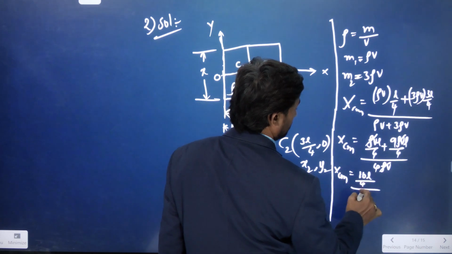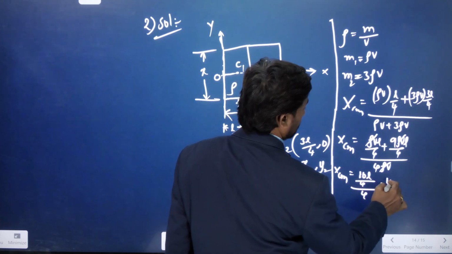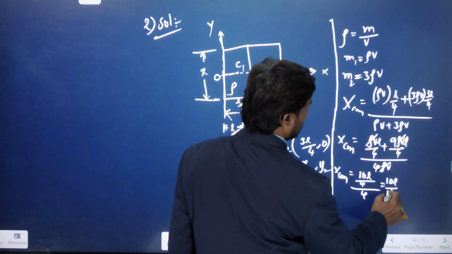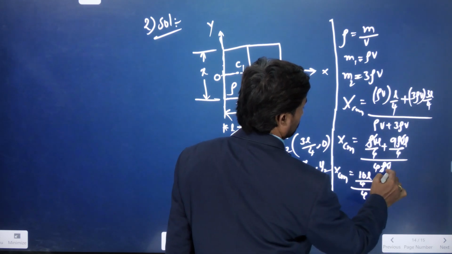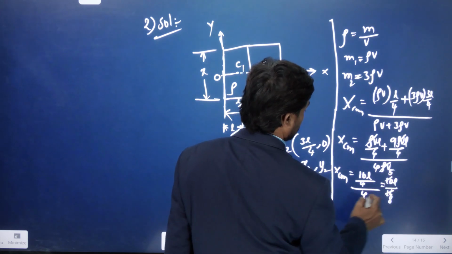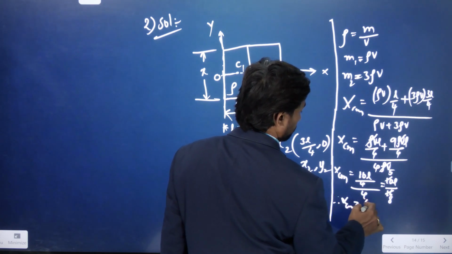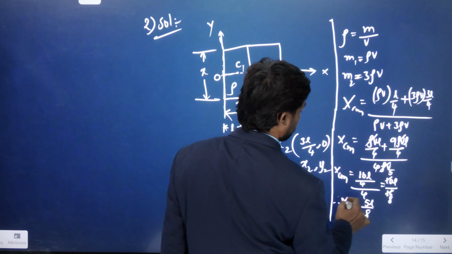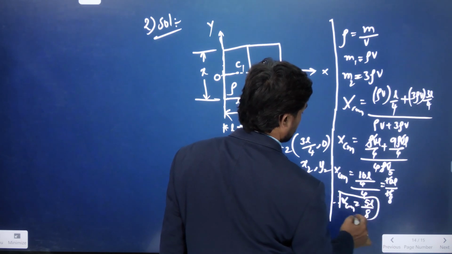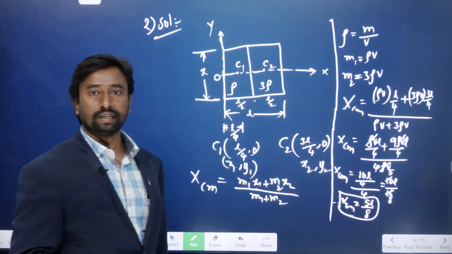whole divided by 4, here 4 is there, no? So we will get 10L by 16. So 2 5s are 10, 2 8s are 16. Therefore we will get x_cm is equal to 5L by 8. So 5L by 8, that is the answer.